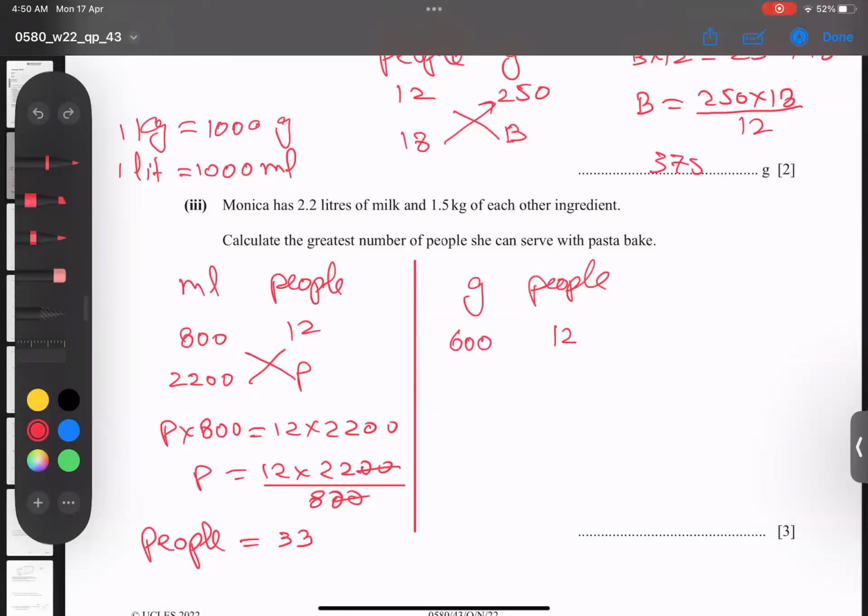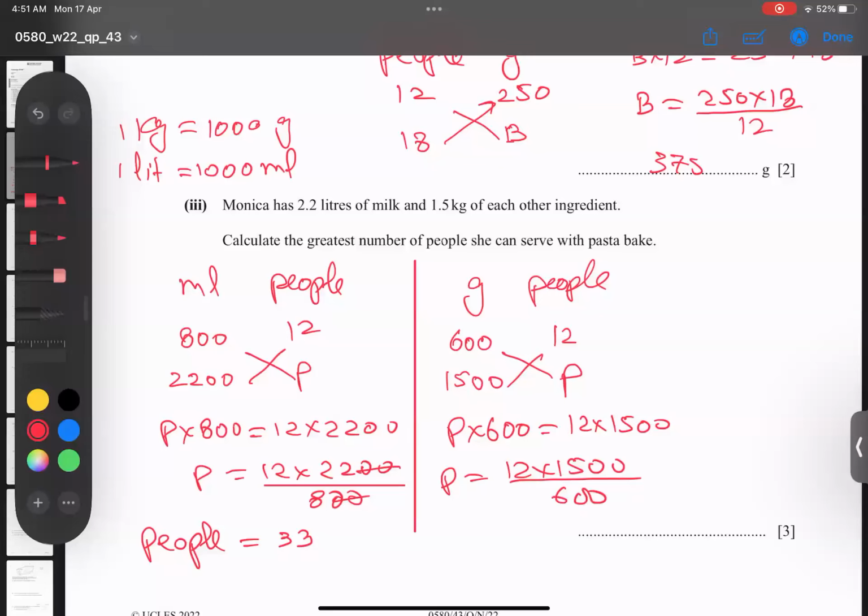So 1500. And let's see how many people we can serve with that. So 600 into P is equal to 12 times 1500. This will divide. So P equals 12 into 1500 divided by 600. 00 cancel. So 2 into 15 divided by 6, and we got 30. So you see that 30 people.